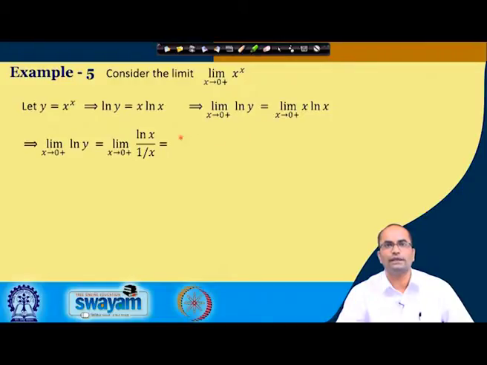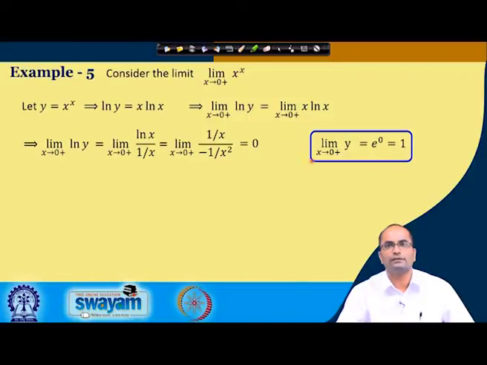So, we have 0 into infinity form, which we have already discussed before. We will bring it into infinity by infinity form: ln x and 1 over x, and now apply the L'Hopital rule. ln x will give 1 over x, and here minus 1 over x square, which is simply minus x, and x goes to 0. So, this will become 0, and then taking the exponential of both the sides, we will get the limit y is equal to exponential power 0, which is 1.